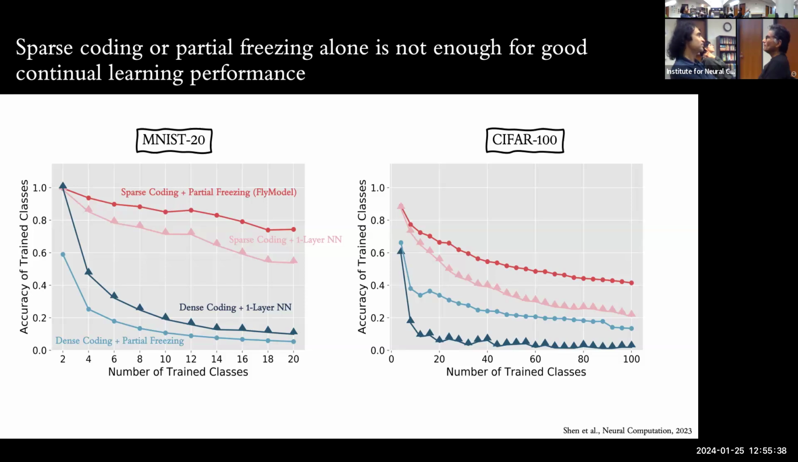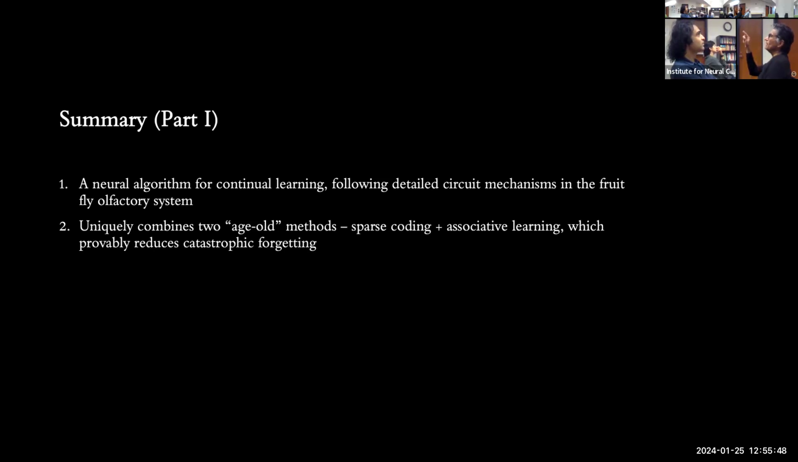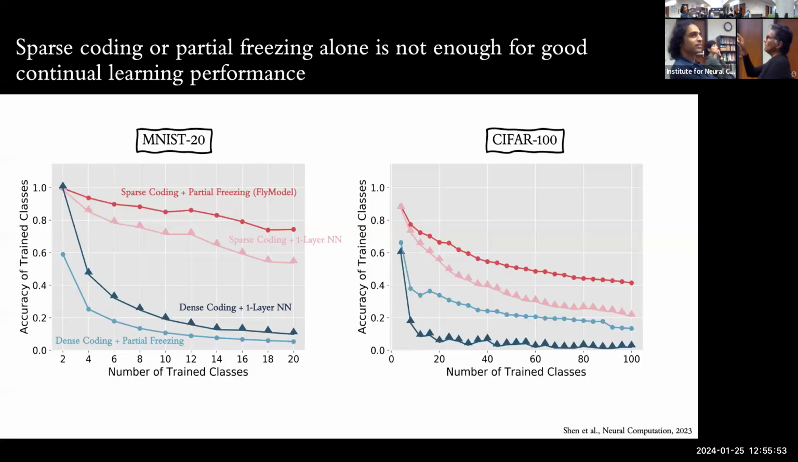Okay. So in summary for this part, I showed a neural algorithm for continual learning following the detailed circuit mechanism in the fly olfactory system. And the chart before, is it experimental or theoretical? This is numerical. I'm testing on two empirical data sets. They are benchmark data sets usually used in the machine learning field.